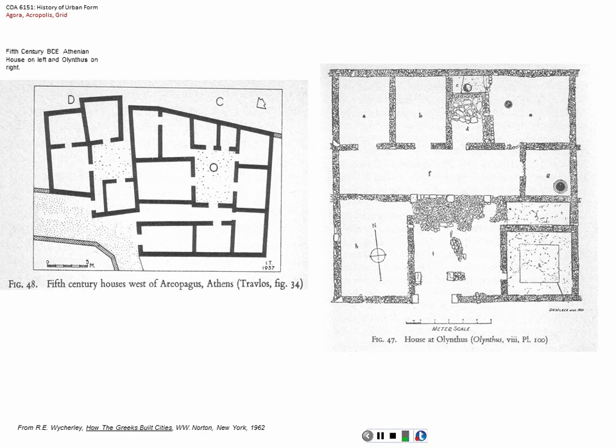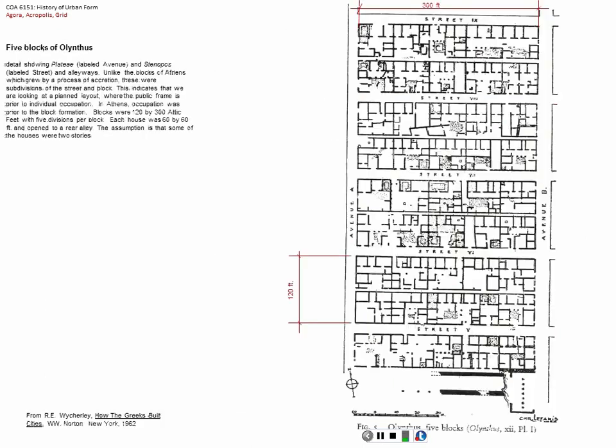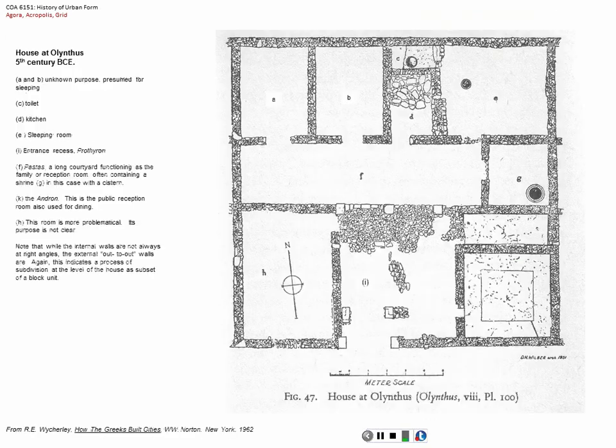So if we compare Olynthos on the right to 5th century houses west of the Areopagus in Athens, what we see is a very similar house plan, but it looks like one sort of grew, to use Morris's term, organically, even though there's no such thing as an organic house. It actually is growing by a process of accretion. So the walls are not orthogonal because they're trying to accommodate existing patterns of streets, existing patterns of buildings that they are trying to fit into, growing on the margin. Whereas at Olynthos, all we have to do is go back to this to see that, in fact, each one of these houses is a subdivision of a larger plan.